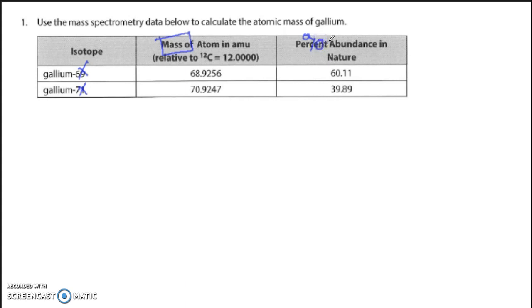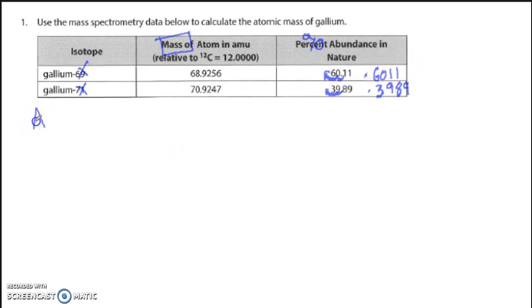But you have to remember that in math, when we do calculations with percentages, we move the decimal over 2 places on those percentages. So that becomes 0.6011 and 0.3989 for those calculations. You should notice the masses have 6 significant figures and the percentages only 4 significant figures. So our final average atomic mass will have 4 significant figures.